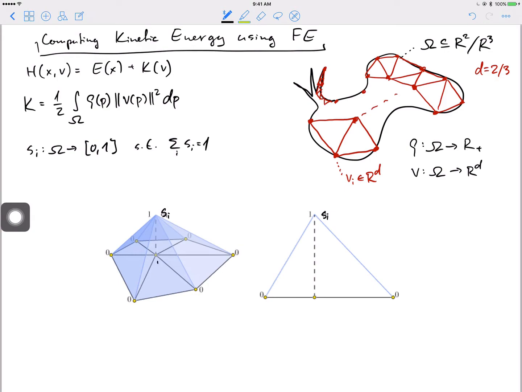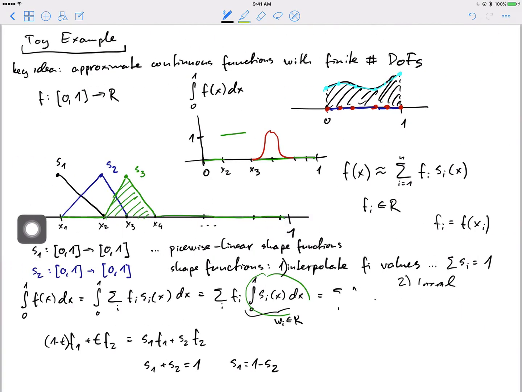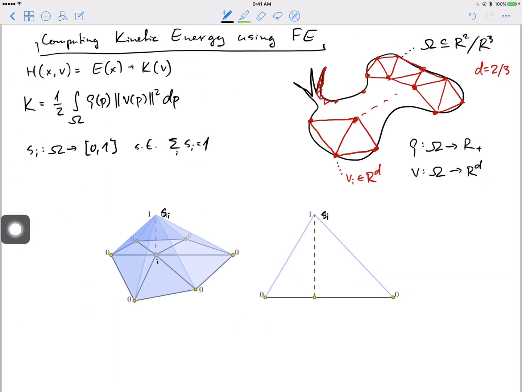Okay, so this node is node number i, and these are all the remaining nodes. The shape function will be 0, and there is going to be another shape function for all of these other nodes, and just like in this case, they all sum to 1. So that means that I can write an interpolated velocity. Similarly to before, it's just v_i s_i(p). Okay, same formula. Now it's just in higher dimensions.